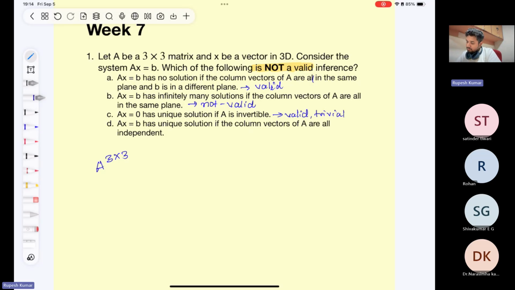Now AX equals B has a unique solution if the column vectors of A are all independent. Again, this is also valid. This is the very simplistic case. So option B is the correct option, because the question was asking which is not a valid inference. Everyone, do you agree with this? Do you have any doubts? Please tell me. Let me use circles here. Circles will be good. So option B is the correct answer.